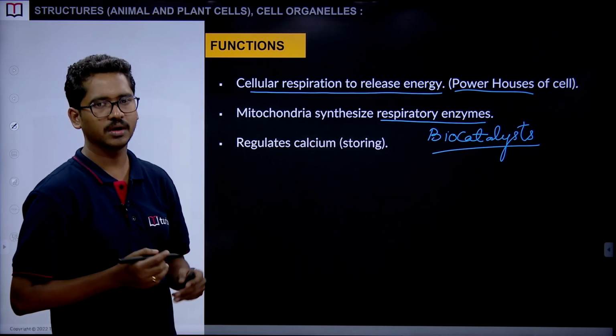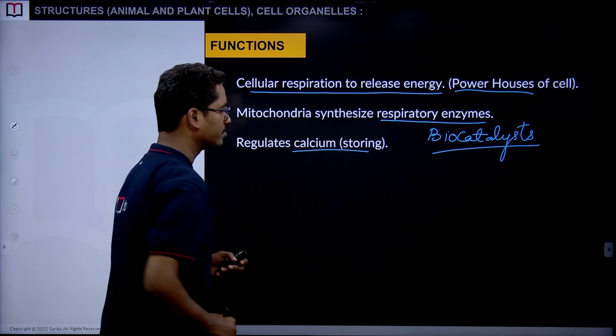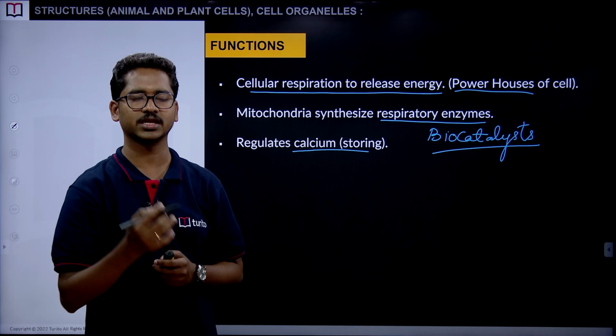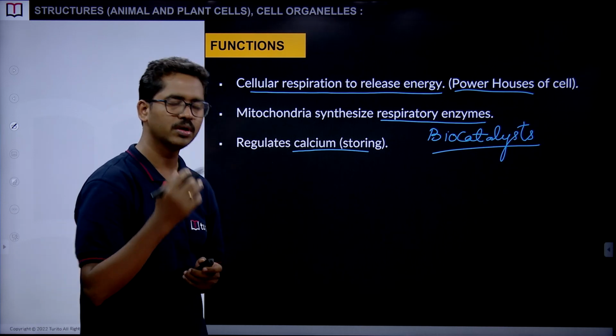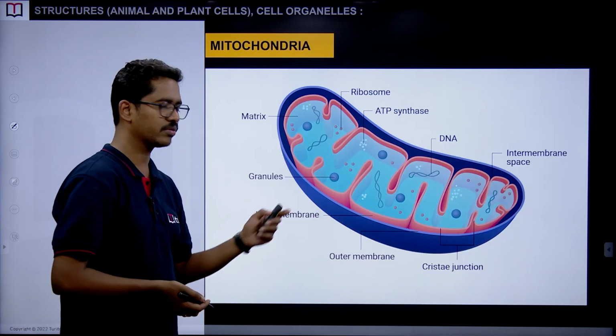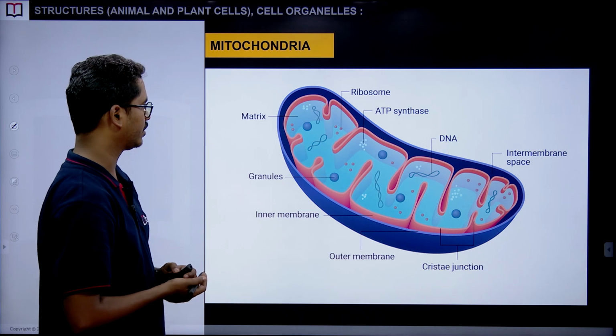Apart from that, mitochondria also have a big role in storing calcium, and wherever there is a need within the cell, mitochondria release the calcium and send it to the respective place where it is required. Now, this is how it looks. This is the mitochondria you are looking at.